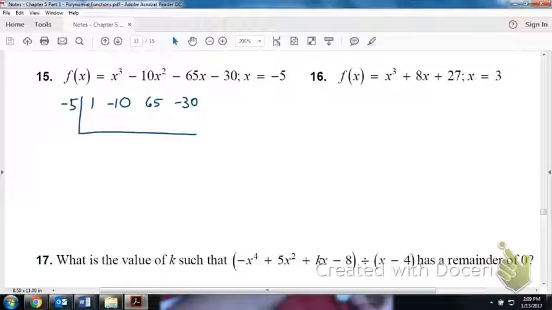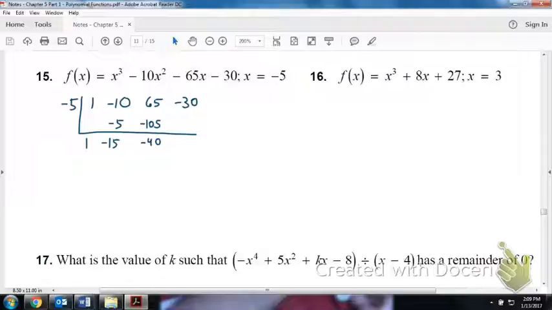So here we go. Bring down the 1. 1 times -5 is -5. Add those up, you get -15. Multiply by the front. 15 times 5: 30, 60, 90, 105, -105. Which that's -40, pretty sure. 6, 7, 8, 9, 10, yep, -40.